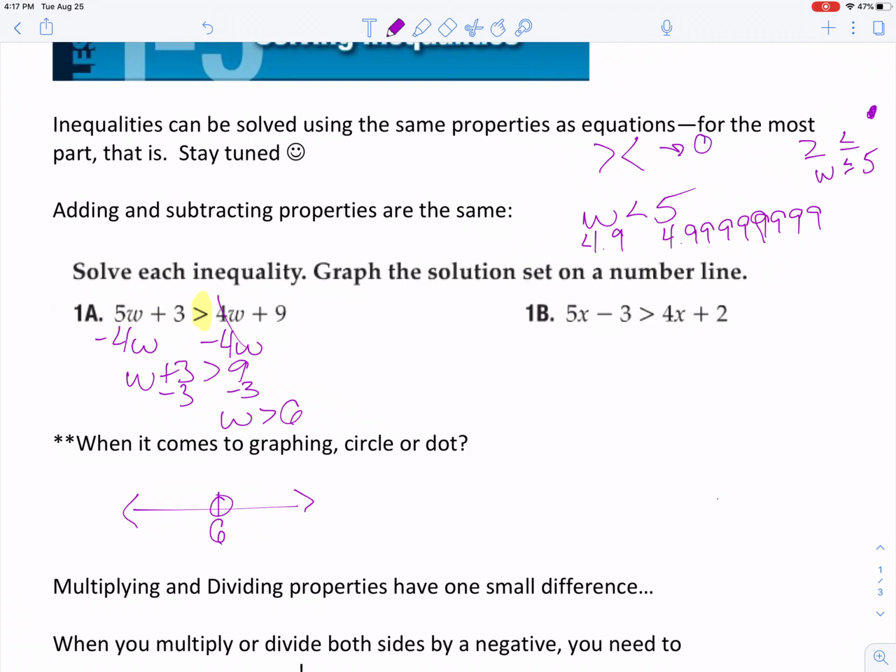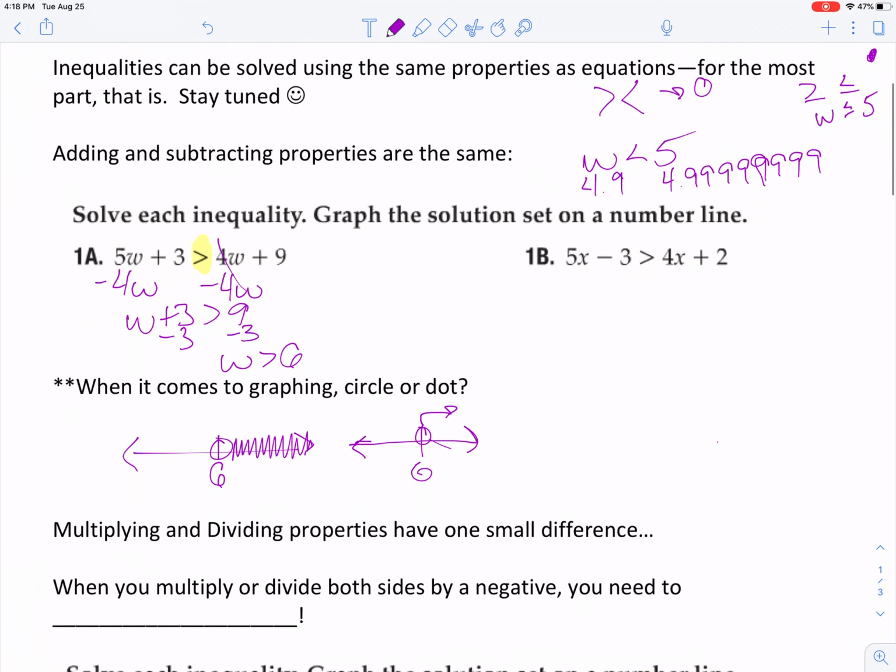Now it says W is bigger than 6. Give me an example of a number bigger than 6. 7, 10, 100. Would that be on the left side or the right side of my 6? It would be on the right side, so that's the side we get to shade. Just like that. Now there is another way that you can make these graphs. Here's my 6. You could just draw an arrow and point it that way. That would mean the same thing.